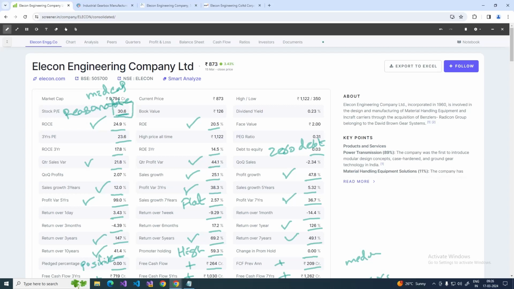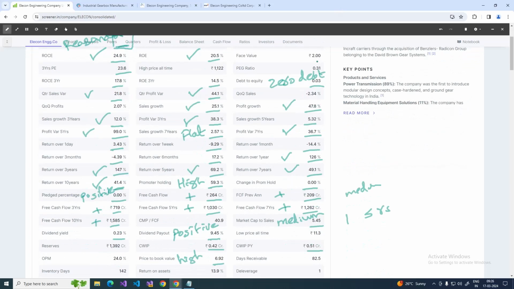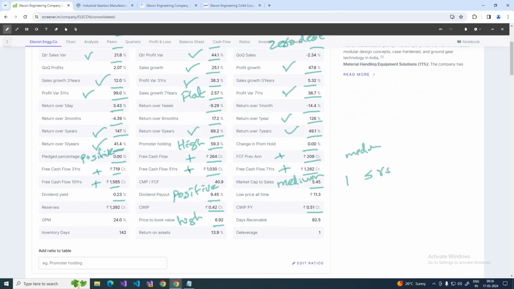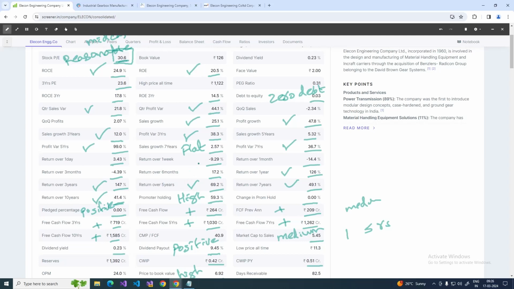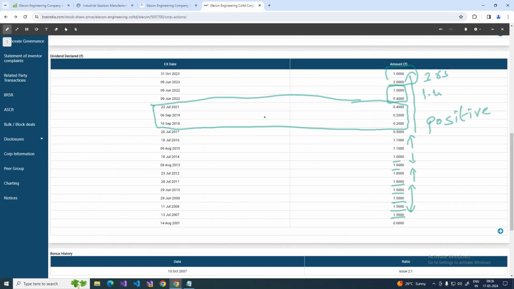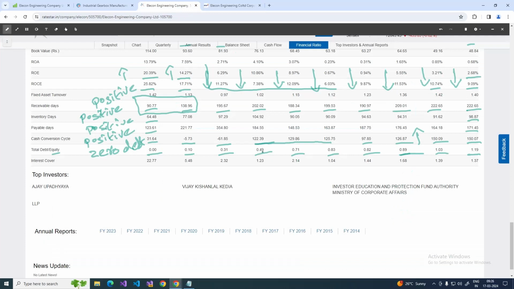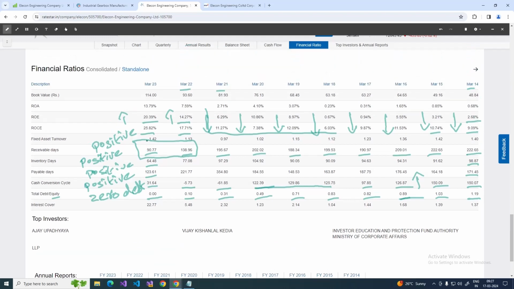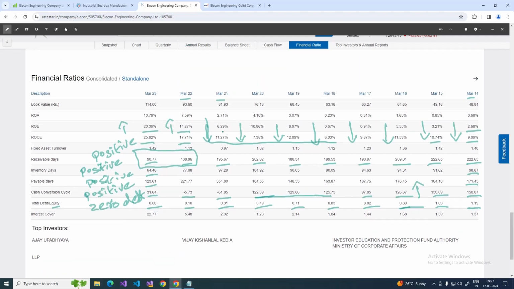What we observed based on Elecon Engineering results: free cash flows for 10 years are positive, and also it's a multi-bagger stock, and dividends are increasing continuously, this is a positive sign. And also debt is decreasing continuously, currently it's a zero debt company, that is a positive sign. And also the cash conversion cycle improved from 2014 to 2023, that is also a positive sign. Up to 2021 ROE and ROC were very low, later they improved from 2.6% to 20.39% as ROE, and ROC improved from 9% to 25%, this is also a positive sign.